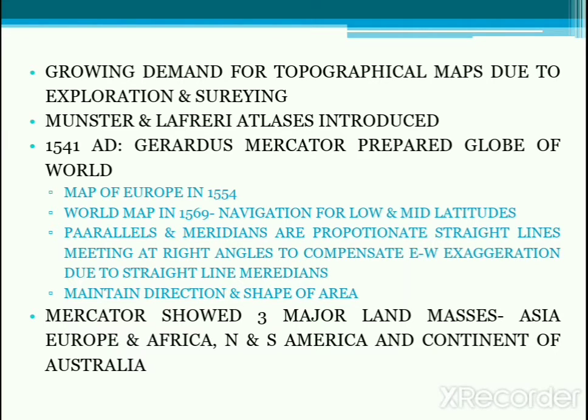Mercator in his map showed three major landmasses: the first consisting of Asia, Europe, and Africa as one; the second consisting of the landmass of North and South America; and the third being the continent of Australia.